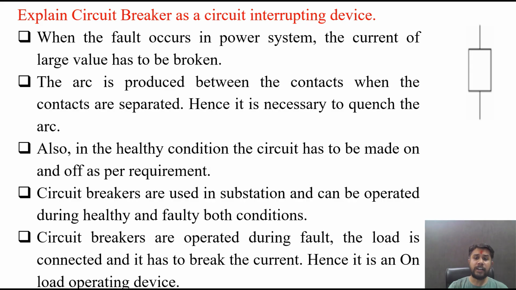Circuit breakers are operated during fault. The load is connected and it has to break a large amount of current. Hence, it is an on-load operating device. This is the electrical symbol of a circuit breaker, which is used for drawing a one-line diagram or any other circuit operations. So, this is how a circuit breaker works as a circuit interrupting device.